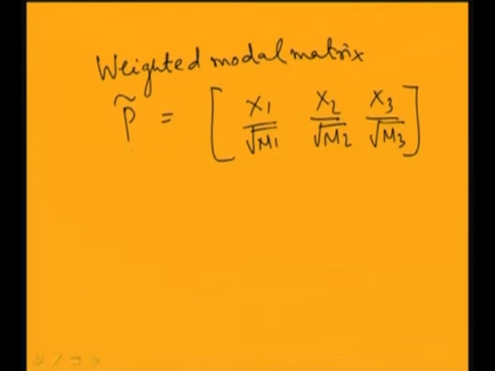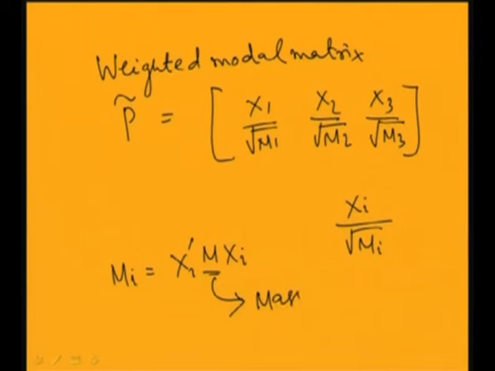So this weighted modal matrix can be obtained by dividing the first column by root over m1, the second column by root over m2, and the third column by root over m3, or the ith column by root over mi, where mi equals xi transpose m xi. Here m is the mass matrix and xi is the ith normal mode. In this way one can find the weighted modal matrix.